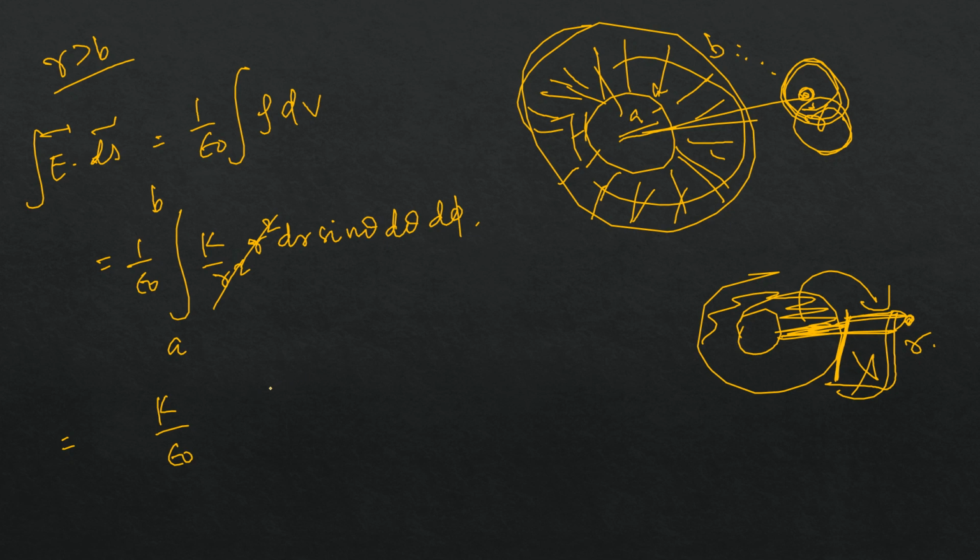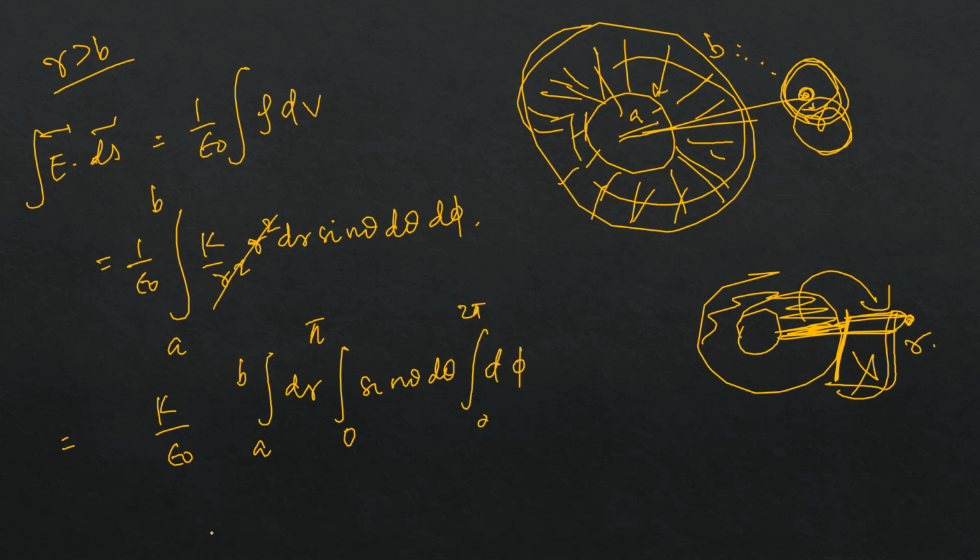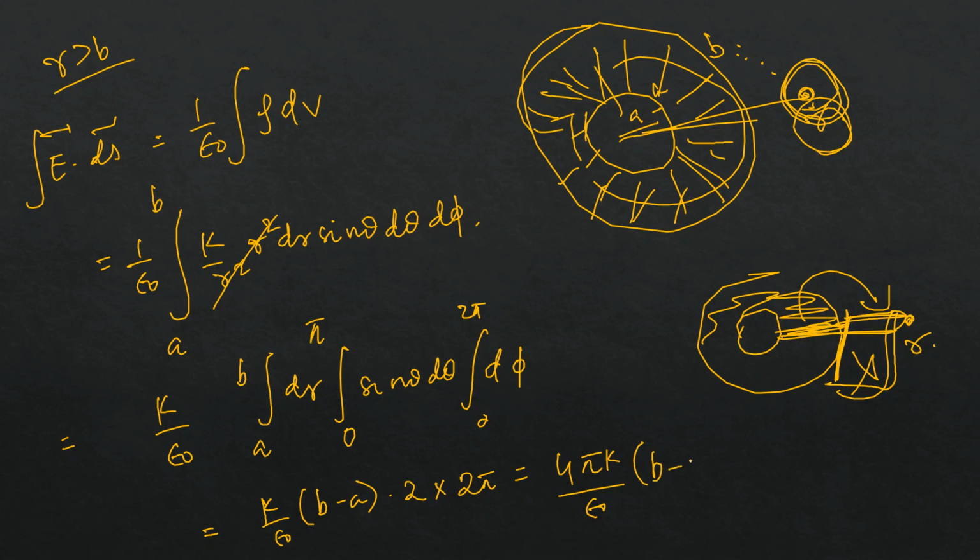This is again dr from A to B, sin theta d theta from 0 to pi, d phi is 0 to 2 pi. So k by epsilon naught, b minus a, into 2 into 2 pi. This is 4 pi k by epsilon naught, b minus a.